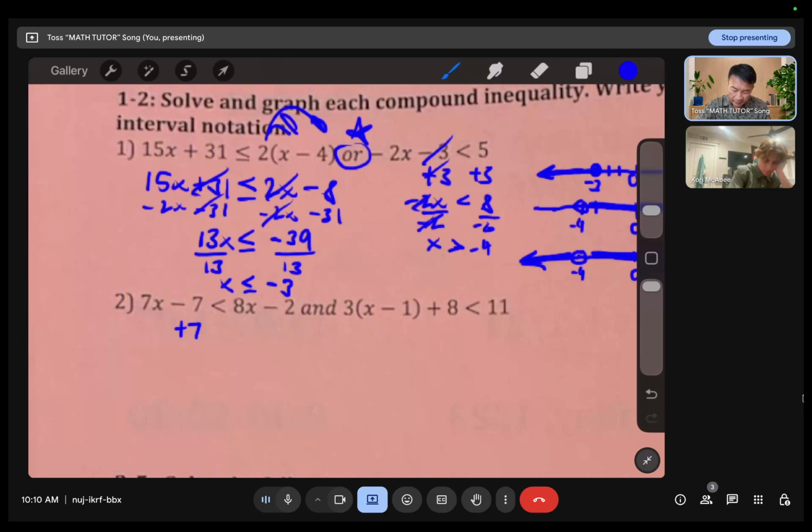Add both sides by 7. Now I want the variable on the left side, so I'm gonna force it here. Subtract both sides by 8. It'll be a negative, but it's fine. I'll flip the arrow later. So I'll do all of that. Let's see what happens here.